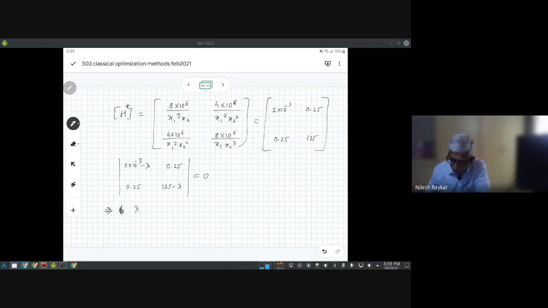So it is lambda square minus 125.002 plus 0.1875 equal to 0. So this will lead you to this particular polynomial, which will give us the eigenvalues as 1.5 into 10 to power minus 3 and 125.0005.